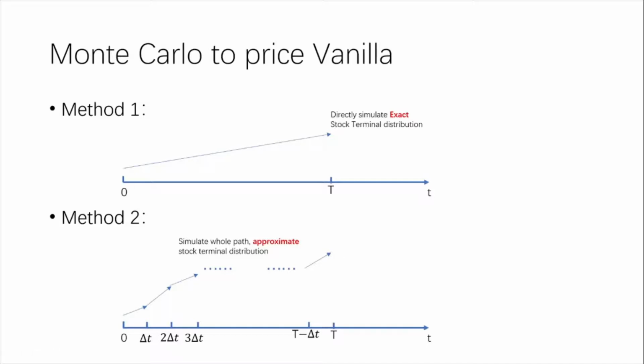To summarize, in method 1, we directly simulate the exact stock terminal distribution. In the second method, we simulate the whole path and can only approximate rather than exactly simulate the stock terminal distribution. In this video, I will mainly focus on the first method. I will try to use some Python code and graphs to show the convergence of Monte Carlo simulation.